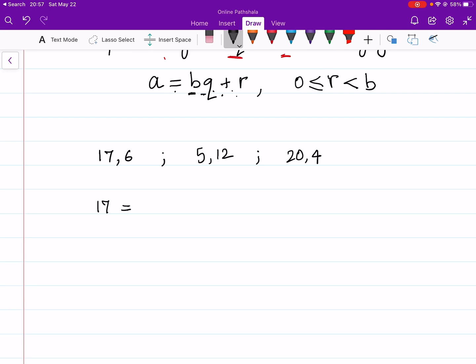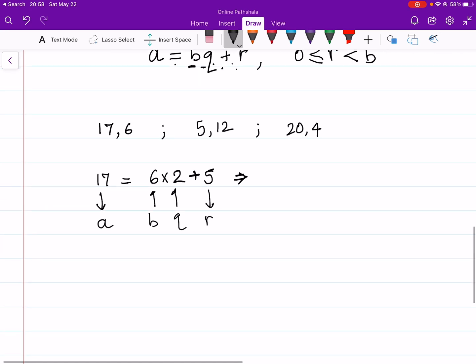So we need to say a is 6 times what will give me a number that is closer. If I do 6 times 3, it gives 18, so it's bigger than this. So I will do 6 times 2, that gives us 12, and 12 plus 5 gives you 17. So if you look at the a equals bq plus r form, this is b, this is q, this is r, and this here is the number a. So you can also say that q is the quotient, r is the remainder, and a is divided by b. That's what we are trying to do.